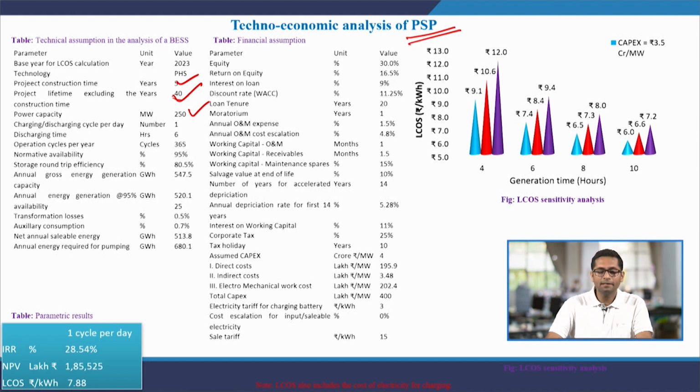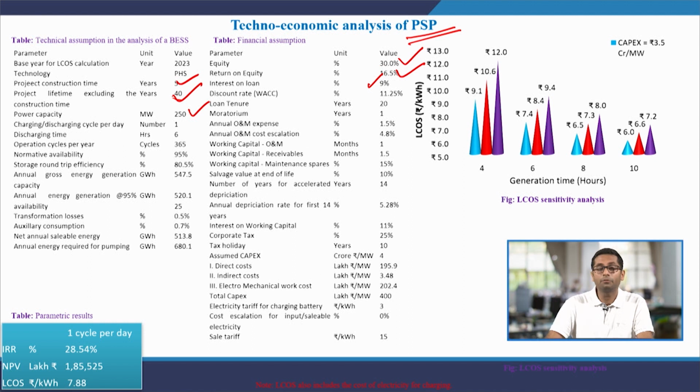Again, when you are making a plant like this, you would not want to put all of your own money. So in this, equity is assumed to be 30%, and then debt from the market will be the remaining 70%. The return on equity is basically the profit I would want on my equity, and that I've assumed to be 16.5%, and this is based on the CERC guidelines, which is the Central Electricity Regulatory Commission. You would also have to pay an interest on the loan. In this case, I have assumed it to be 9%.